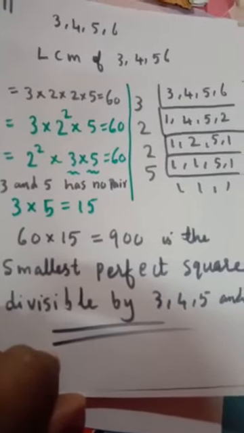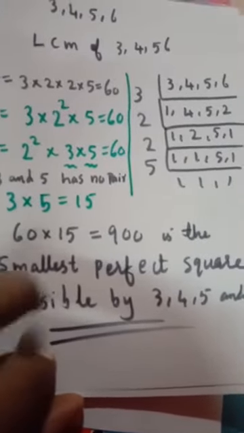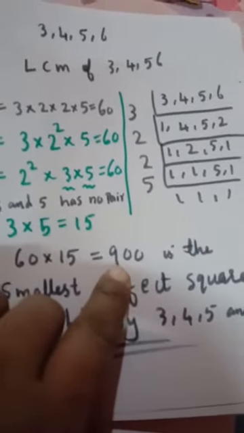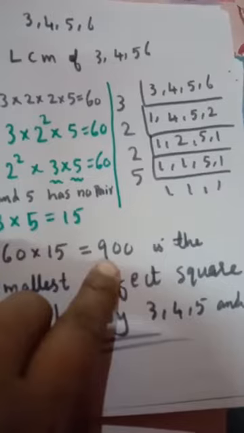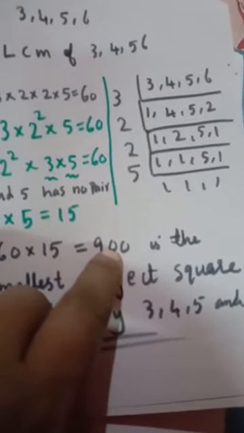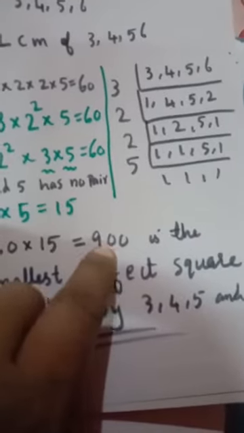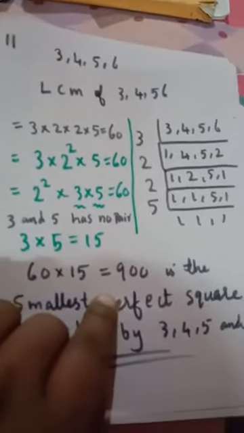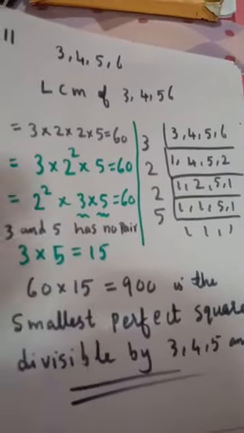Is 900 a perfect square? Yes. If you want, you can check it. Root 900. What is root 900? Root 900 is 30. 3 3s are 9, here 2 0s, so in the answer 1 0. That is root 900 is 30. Therefore 900 is a perfect square. Okay. Clear.